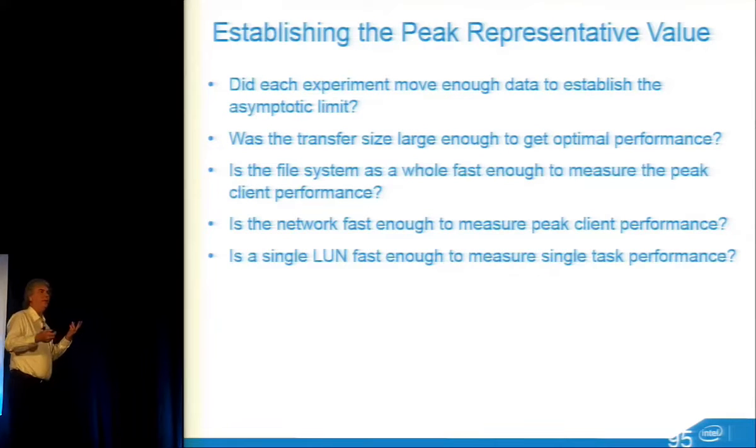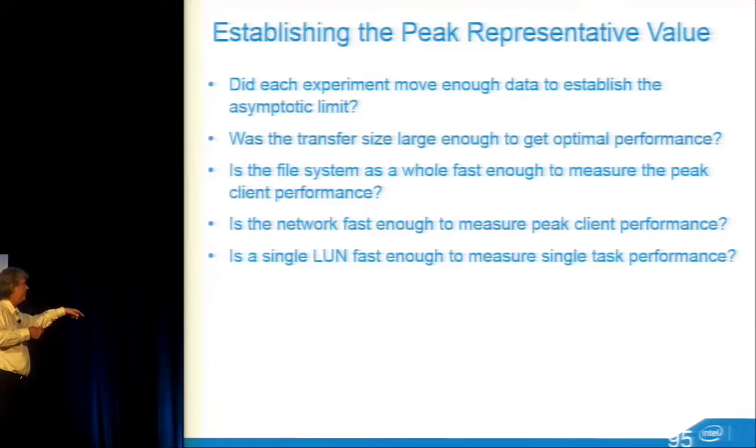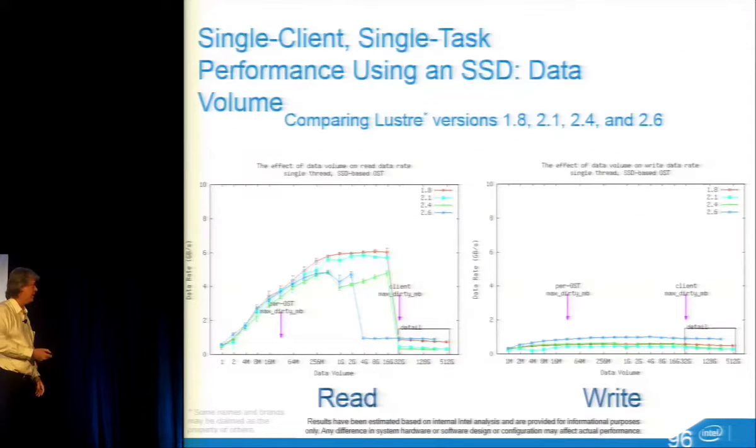So then when you look at these numbers, you say, well, did you actually do enough I/O to not just be talking to cache? That's important. Did the transfer size actually make any difference? Then there are some other questions that you might ask that wouldn't be relevant to the single point-to-point test, but I have some slides later that talk about the whole file system performance.